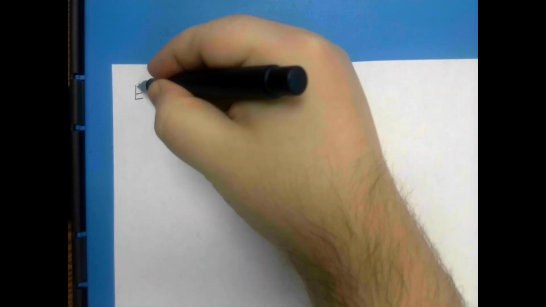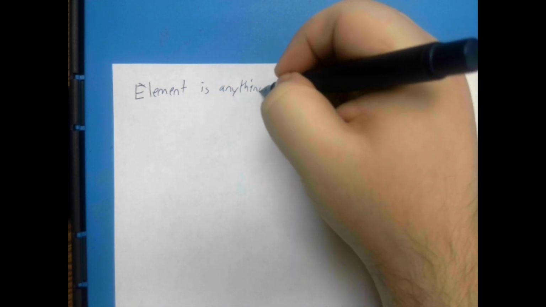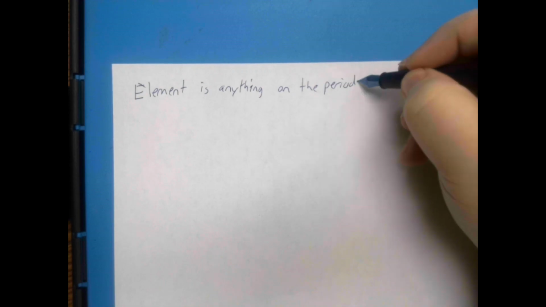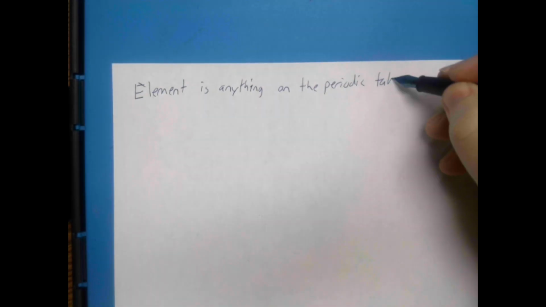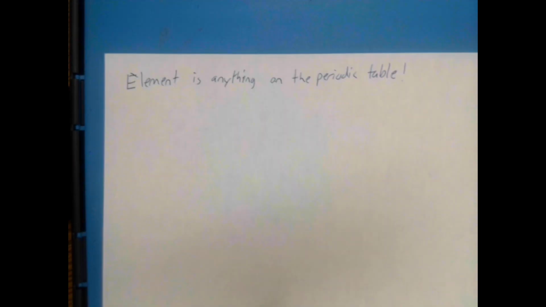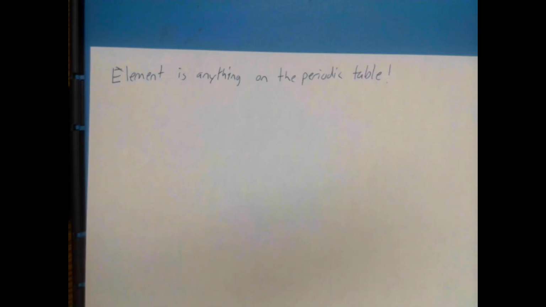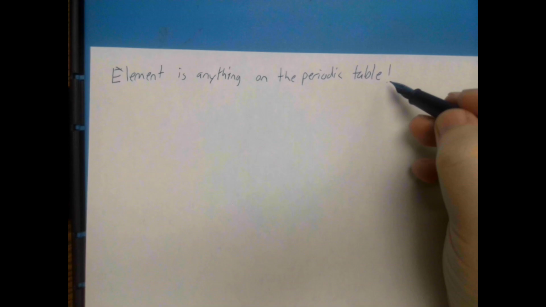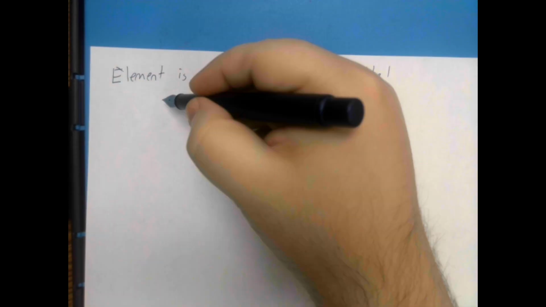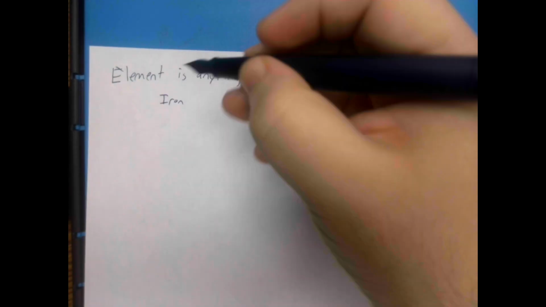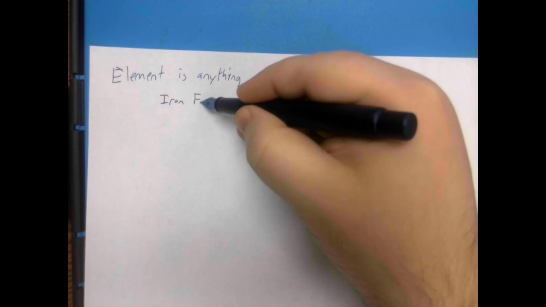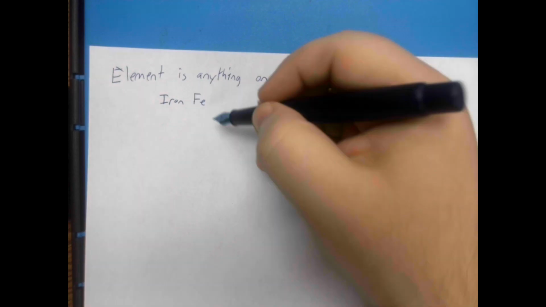So, an element is anything on the periodic table. For example, iron. It's on the periodic table. It's listed under the Latin name or abbreviation, Fe.